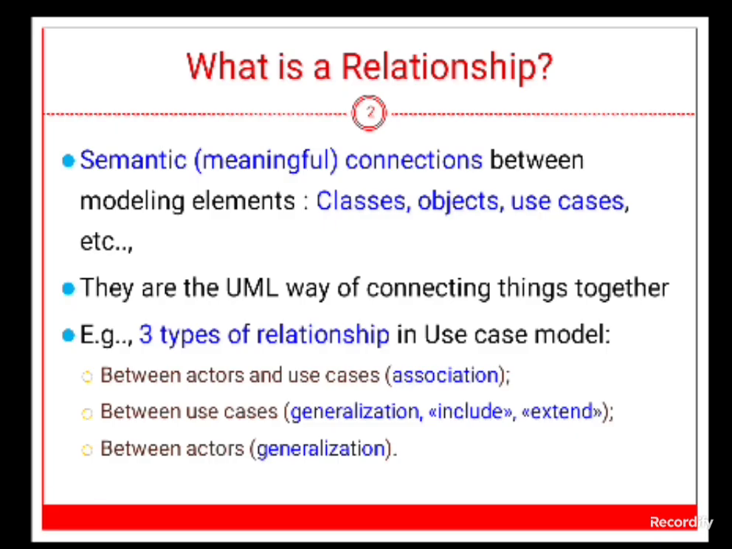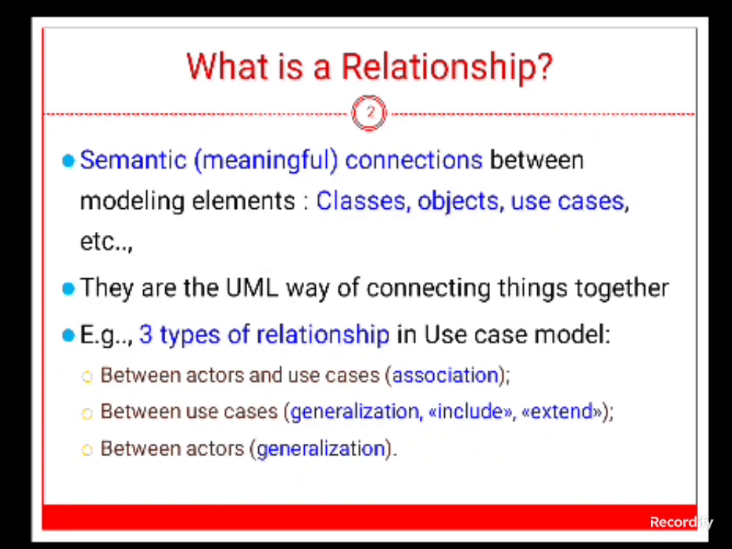So first we are going to see what a relationship is. A relationship is a meaningful connection between modeling elements such as classes, objects, actors and use cases. In UML, relationships help us show how different elements interact. Common relationships include association, generalization, include and extend. They are the way of connecting things together.